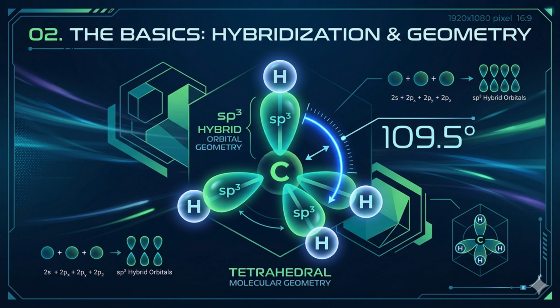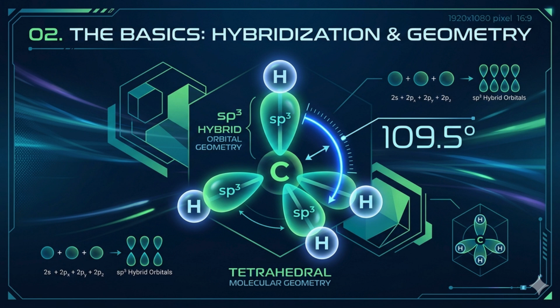At the center of our display, we have a carbon atom marked with a C bonded to 4 surrounding hydrogen atoms. But we aren't looking at simple, flat lines. Notice the glowing, green, teardrop-shaped lobes connecting them. These are not standard atomic orbitals, they are called sp3 hybrid orbitals.